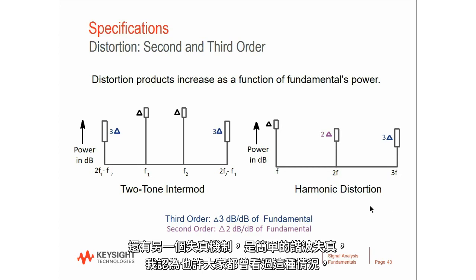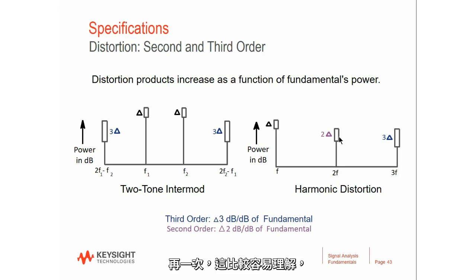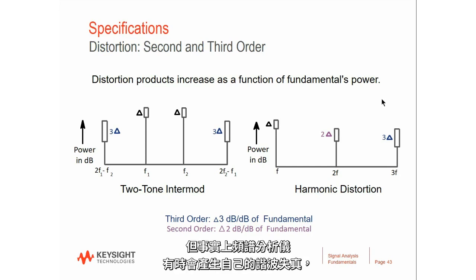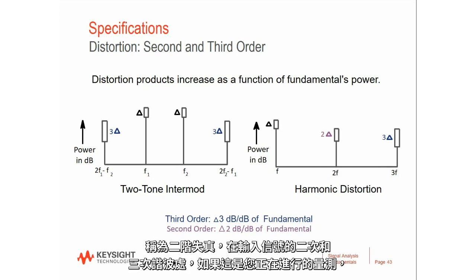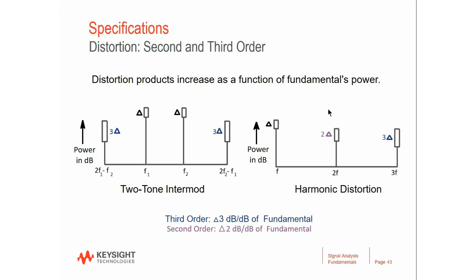There's another distortion mechanism, which is simple harmonic distortion. I think probably everybody has seen this before, where the second multiple and the third multiple of the fundamental frequency appear as an output of a distortion mechanism in an amplifier or a mixer or something else. Here again, it's easier to understand, but the truth is that a spectrum analyzer will sometimes generate its own harmonic distortion, known as second order distortion, at the second and third harmonics of the input signal. And if that's the measurement you're trying to make, you want to know what the impact of the spectrum analyzer's distortion will be and how to optimize it.